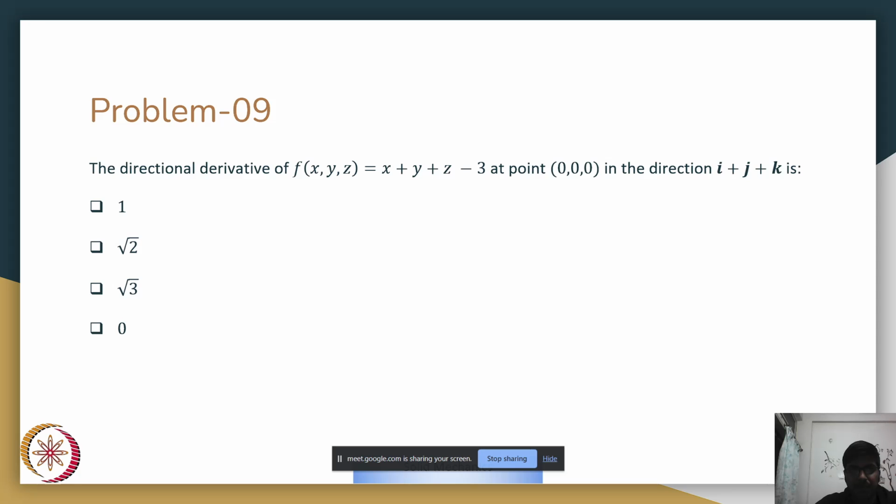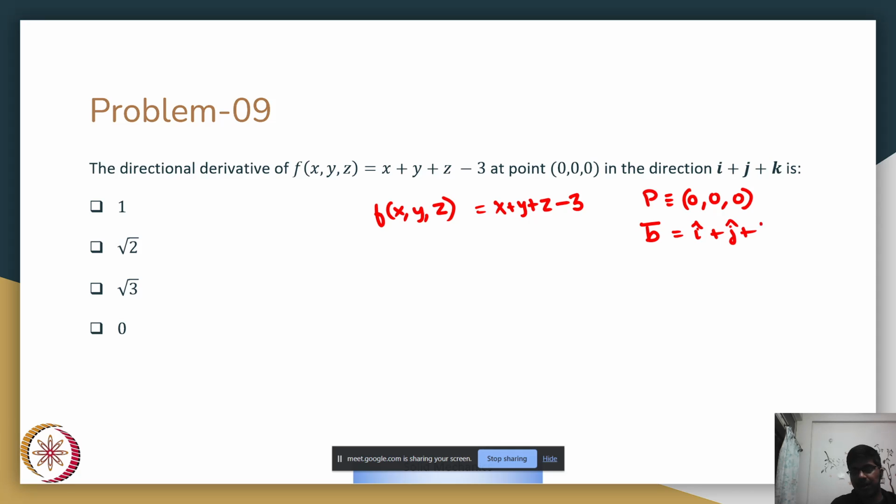We now move to the next problem. We are given a scalar field f of x, y, z equal to x plus y plus z minus 3, and we are given a point 0, 0, 0, and a direction vector b equal to i hat plus j hat plus k hat. We are asked to calculate the directional derivative of f in the direction of b.